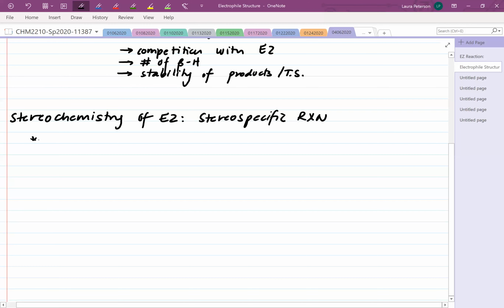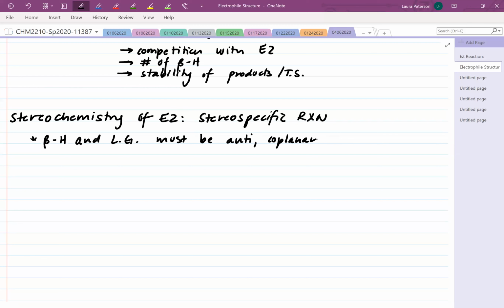It's stereospecific because the beta hydrogen that we're removing and the leaving group that's being eliminated must be anti. The other way that we say this is coplanar. So anti and coplanar, not anti going against being coplanar. It's both of those things. They must be anti and coplanar. Anti meaning they're 180 degrees apart, which would also mean that they're coplanar, meaning they share a plane. So our leaving group and our beta hydrogen have to be in the anti-conformation.